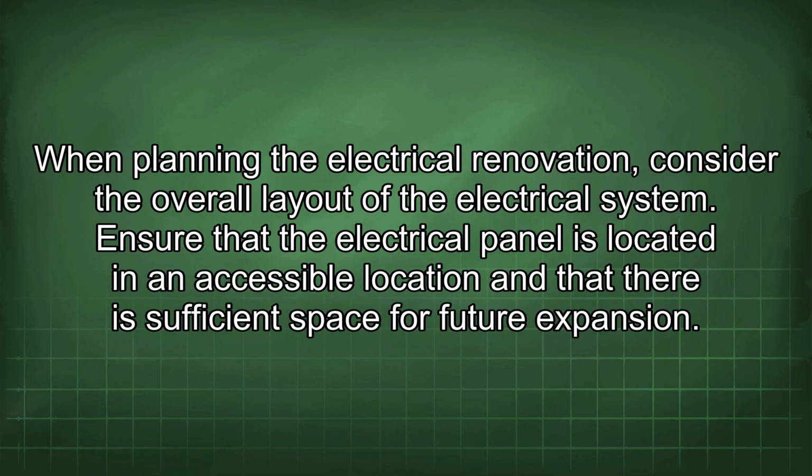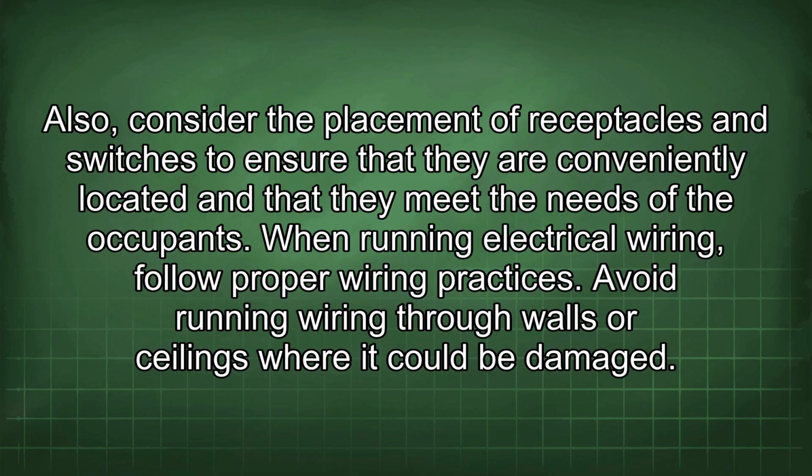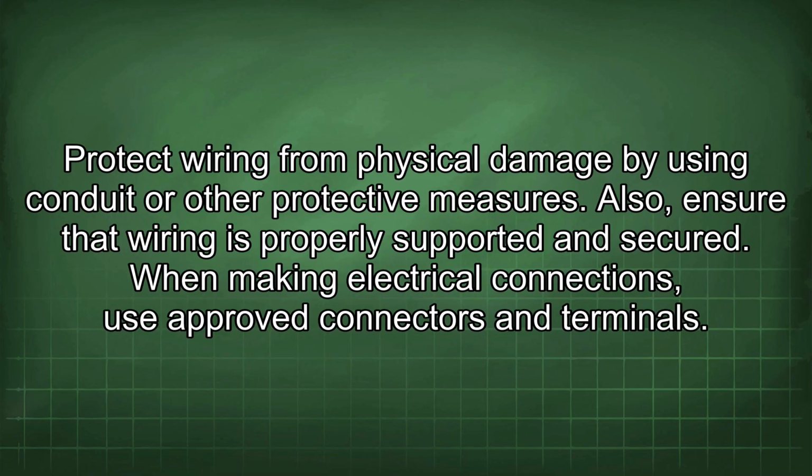When planning the electrical renovation, consider the overall layout of the electrical system. Ensure that the electrical panel is located in an accessible location and that there is sufficient space for future expansion. Also, consider the placement of receptacles and switches to ensure that they are conveniently located and that they meet the needs of the occupants. When running electrical wiring, follow proper wiring practices. Avoid running wiring through walls or ceilings where it could be damaged. Protect wiring from physical damage by using conduit or other protective measures. Also, ensure that wiring is properly supported and secured.